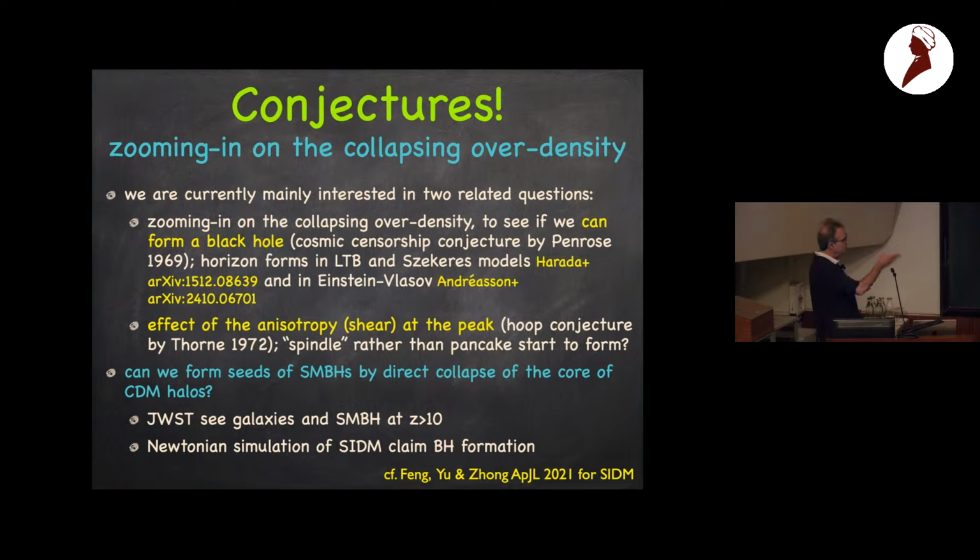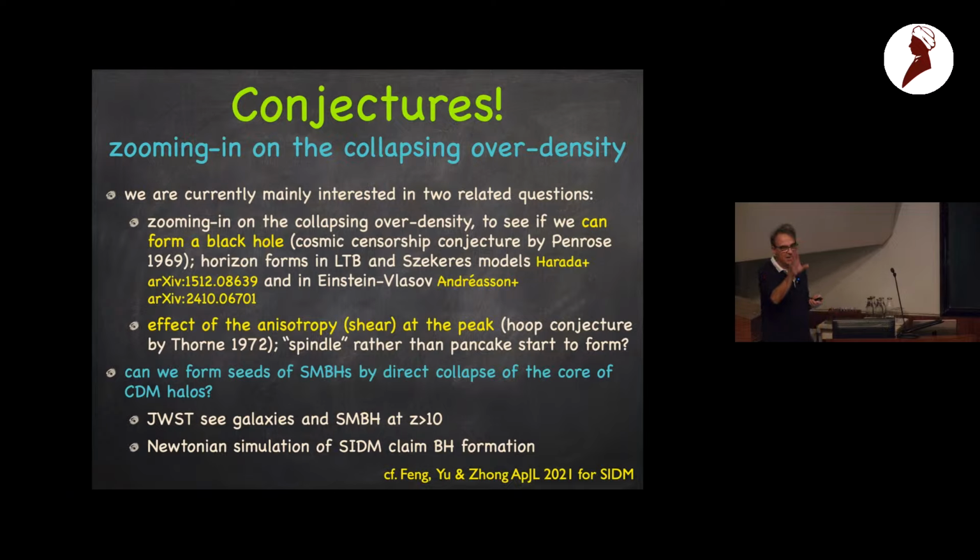form black holes. After all, James Webb sees galaxies at such high redshift, and by the way, in self-interacting dark matter Newtonian models, they now claim that they can see such a concentration that corresponds to the formation of a black hole. Here it is just dust.